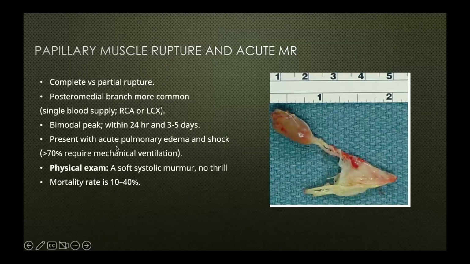So again, just to give a few key points, the severity of the MR usually depends on the degree of the papillary muscle rupture, as it could be complete or partial if it involved only the chordae. The posterior medial papillary muscle is the most commonly ruptured, just because it's supplied by one coronary vessel, either the RCA or the circumflex.